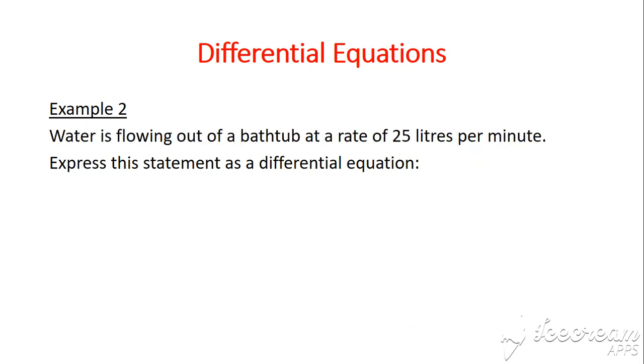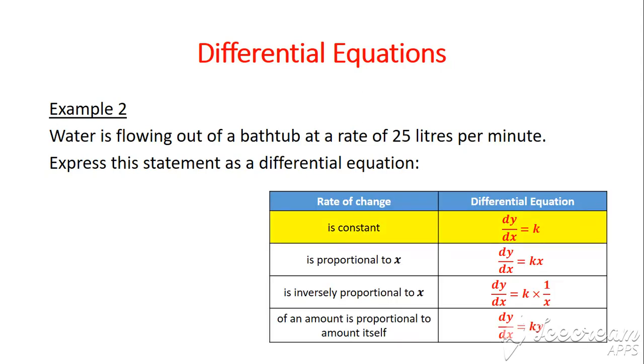Right, example 2. Water's flowing out of a bathtub at a rate of 25 litres per minute. Express this as a differential equation. So again, we didn't use the word constant, but we're constantly losing 25 litres per minute. So it's going to be dy over dx equal to some constant k. But k is going to be a negative number because we are losing water out of the bathtub. It's decreasing. And we're going to change dy dx into dc over dt. C would represent the capacity or the volume of the water, and t would represent the time in minutes.